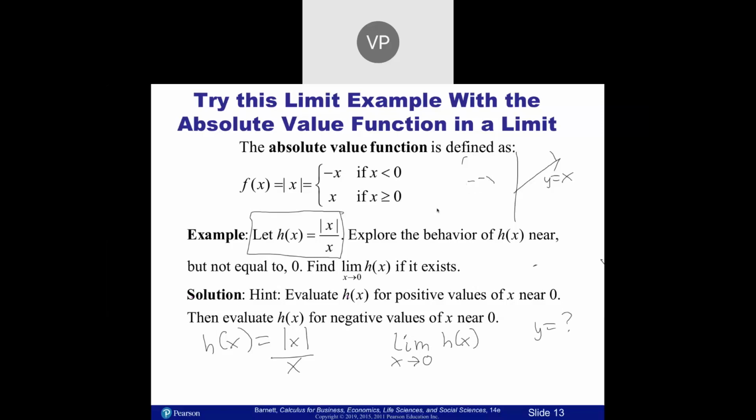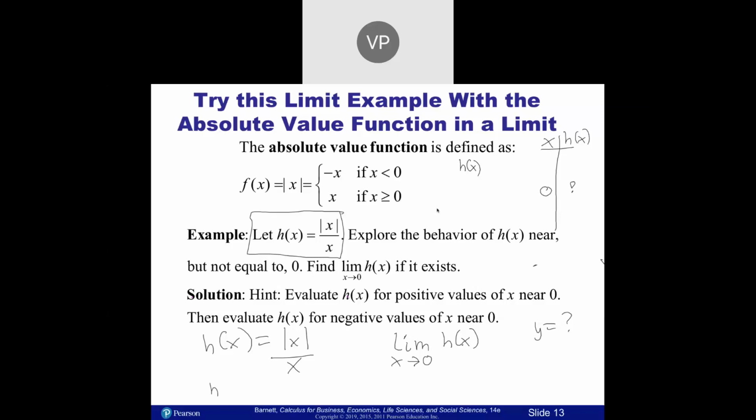Okay, so this is only the absolute value function. But here's the trick. Here's what we have to do for this h of x right here. I'm going to make a table up here. For the h of x, we need to make a table to see what happens, because we want to see the behavior. Now remember, our question is, what's it going to be at 0? It's supposed to be a question mark.